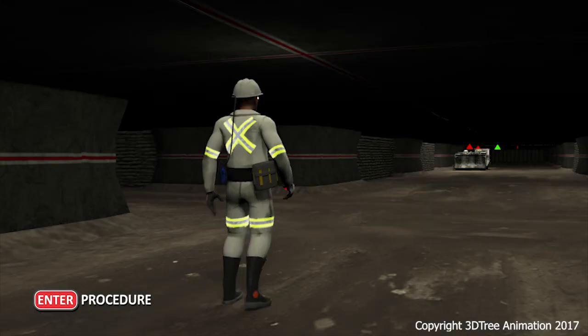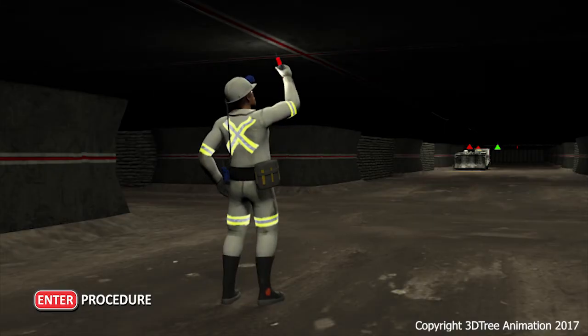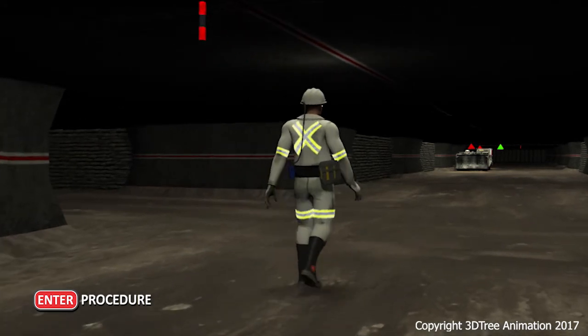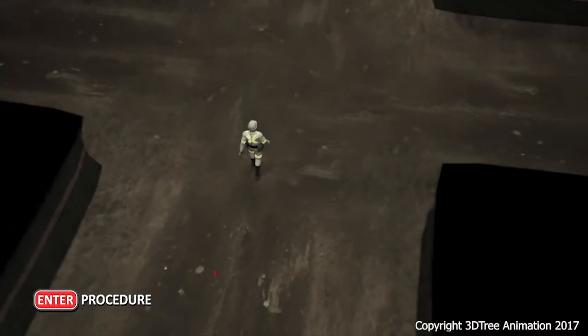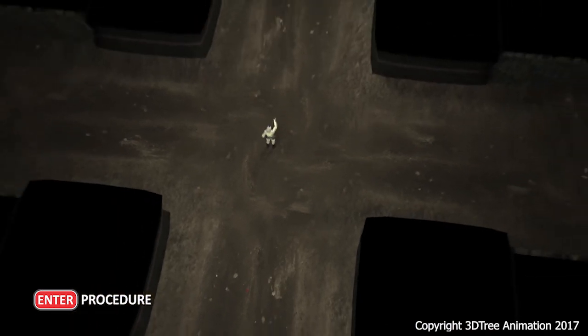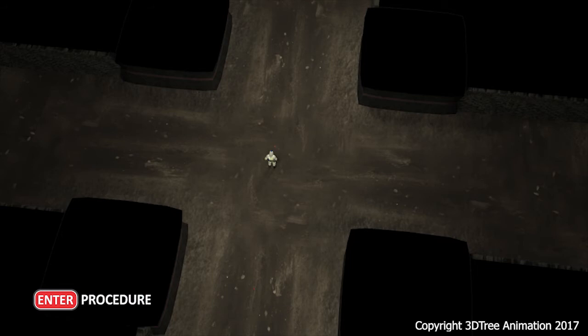5. Hang the red sparkle sticks as you make your way back to the vehicle. Space the sparkling sticks 6 to 9 meters apart. Always hang a sparkling stick in the middle of a crossing or intersection.